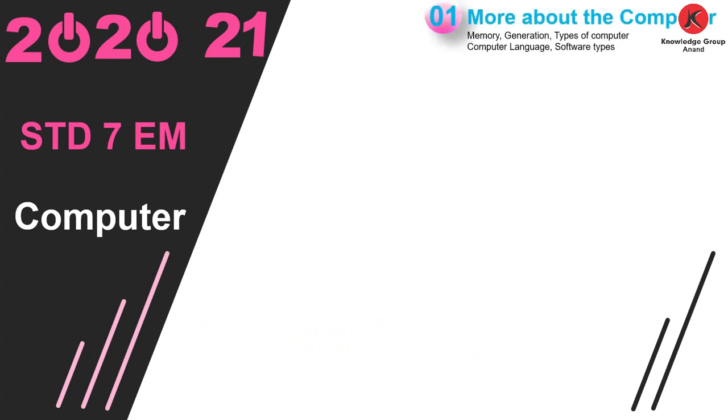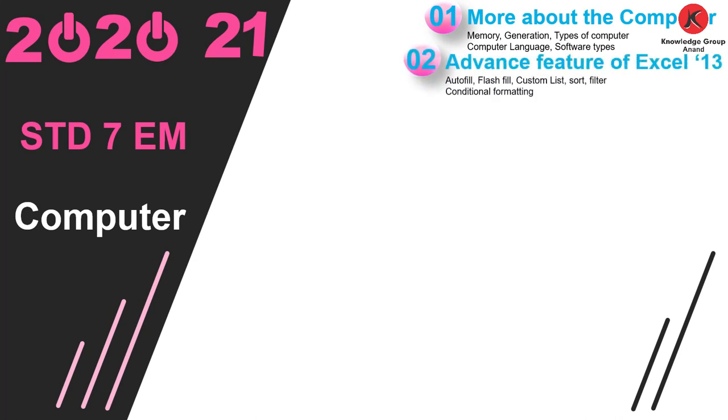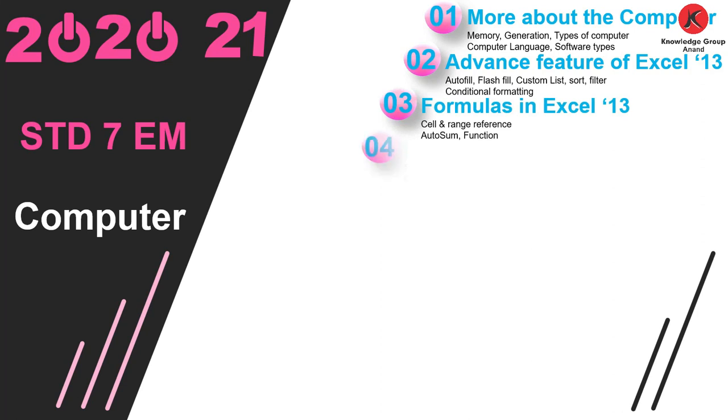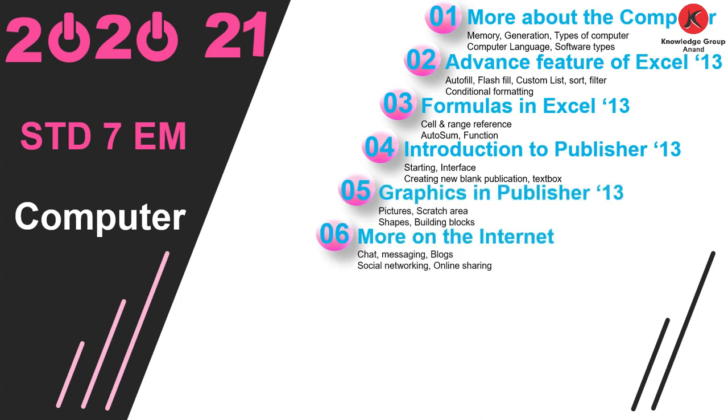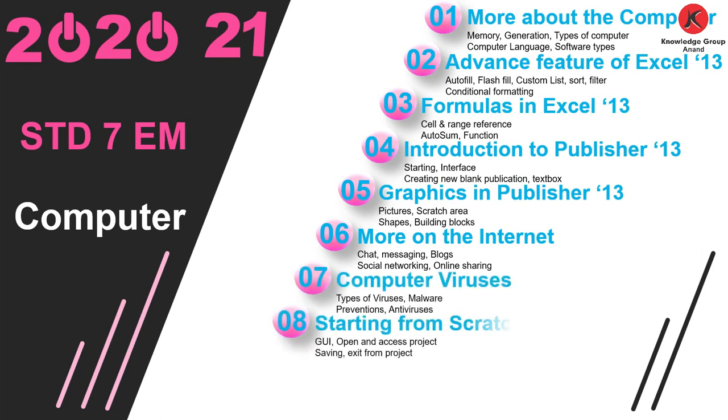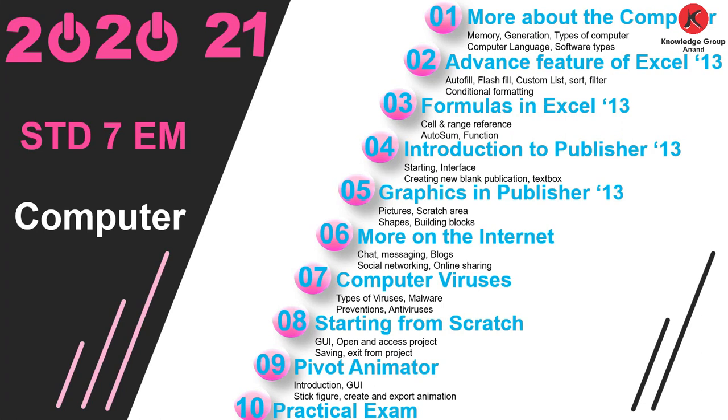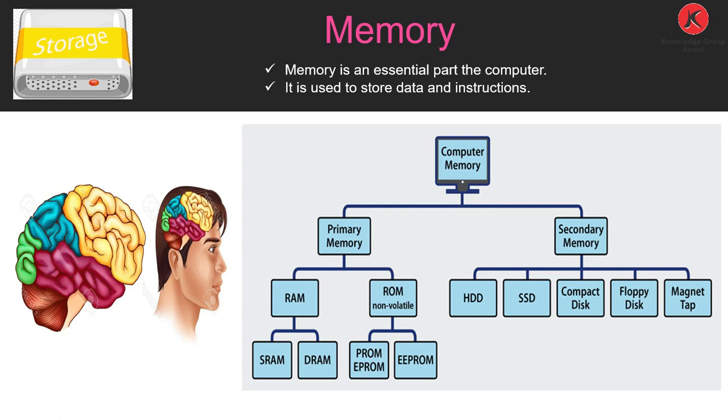Let's start Chapter 1. It is more about the computer. Chapter 2, Advanced Features of Excel. Next, Formulas in Excel. Introduction to Publisher. Graphics in Publisher. More on the Internet. Computer viruses. Starting from scratch. Pivot Animator. And if possible, then we'll conduct the practical exam. Now let's start with the first chapter, more about the computer.